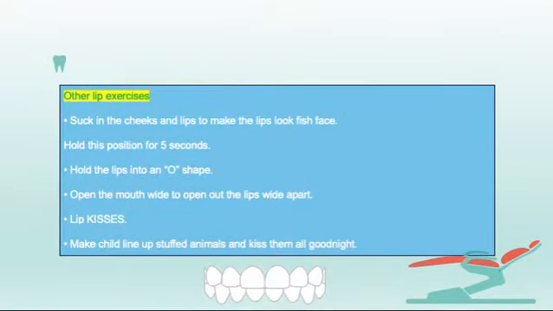Other lip exercises: suck the cheeks and lips in to make a fish face and hold this position for 5 seconds. Hold the lips in a U shape. Open the mouth wide to open the lips wide apart. Lip kisses: make the child line up stuffed animals and kiss them all good night.